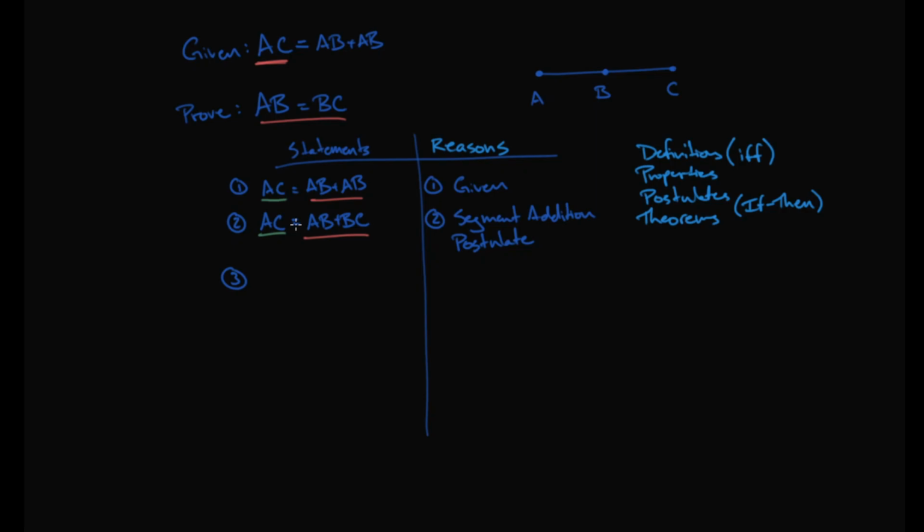And so we actually have a property that tells us that these two things will be equal to each other then, and that's the transitive property. So I can make the statement that AB plus AB will be equal to AB plus BC. And the reason for that is the transitive property. So properties we're always going to write by name, and so this is one of the ones that we just learned about, the transitive property. And what it tells me is that whenever I have two things that are equal to the same thing, they're going to be equal to each other.